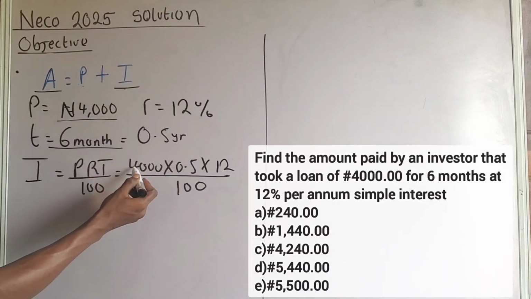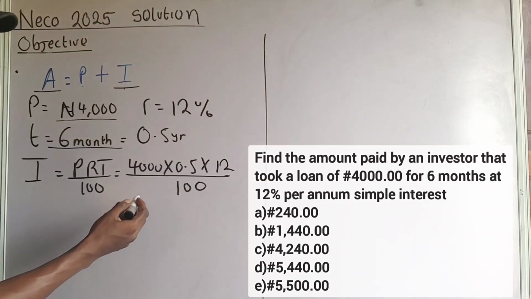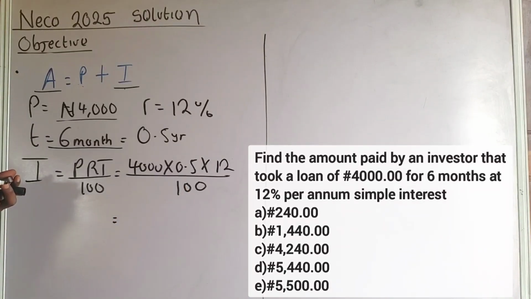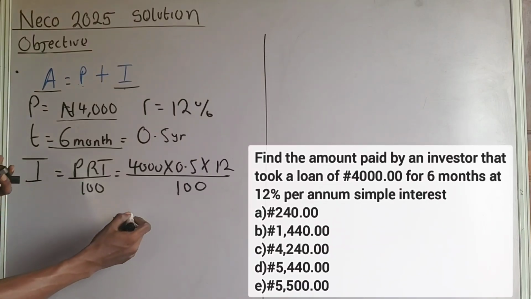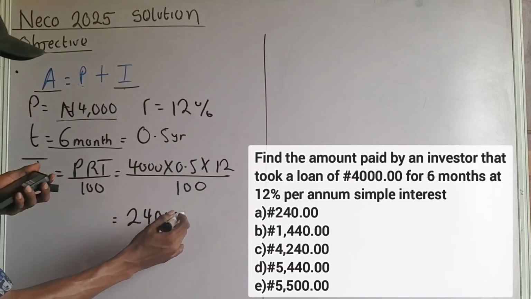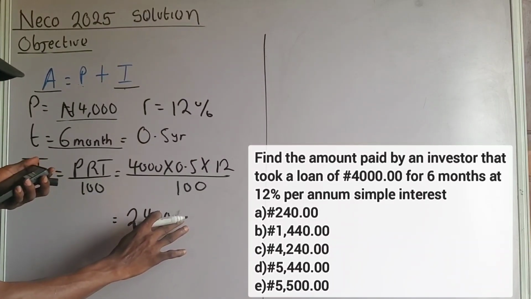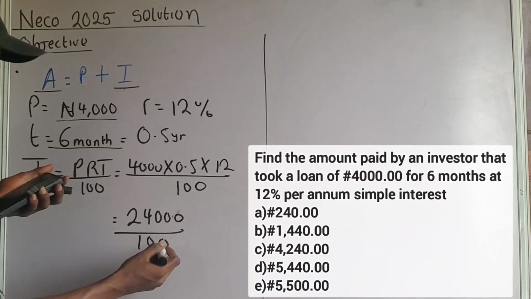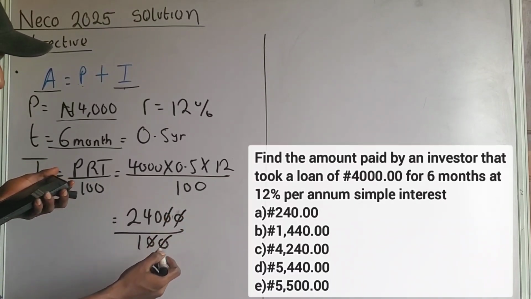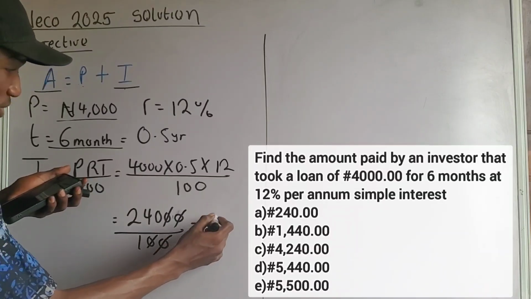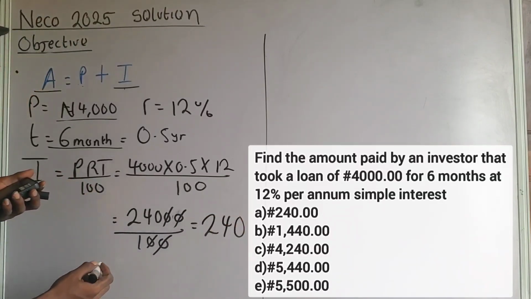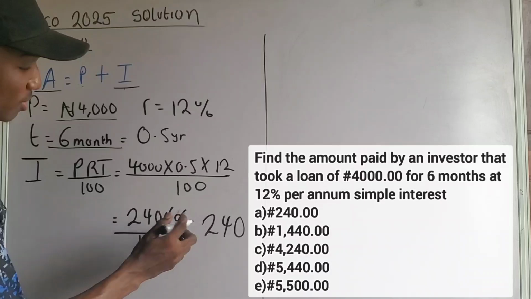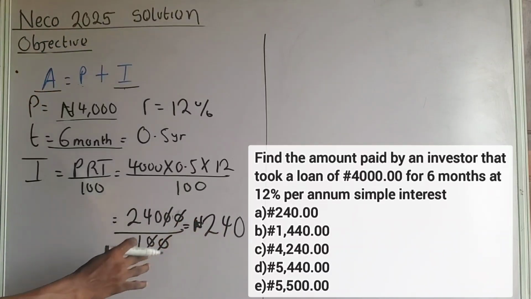So for this, 4,000 times 0.5 is 2,000. 2,000 times 12, that is 24,000. 24,000 all over 100. 24,000 divided by 100, so I'm left with 240. So the interest is 240 naira. Put the naira, okay? The interest is 240 naira.